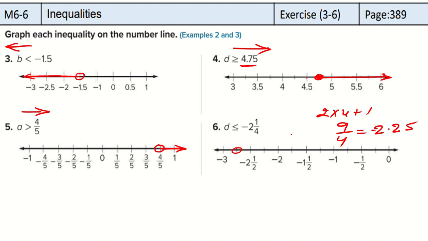Okay. So negative 2.25. Sorry, it will not be here. It will be here. This one. Because it is negative 2.25. Okay. Now color it, because it is equal to and less than, so just go to left.